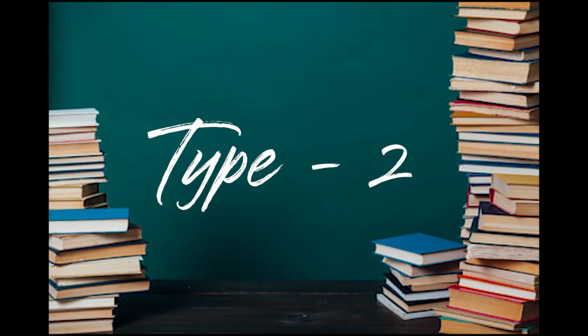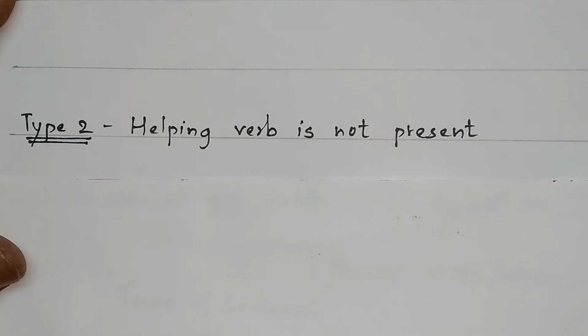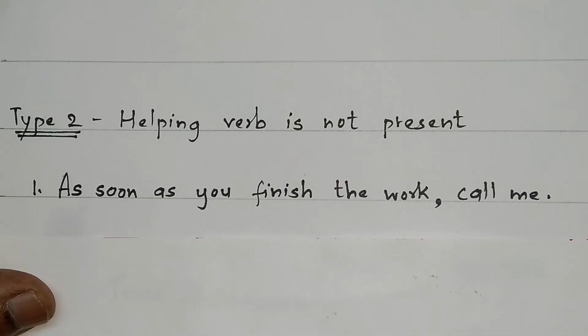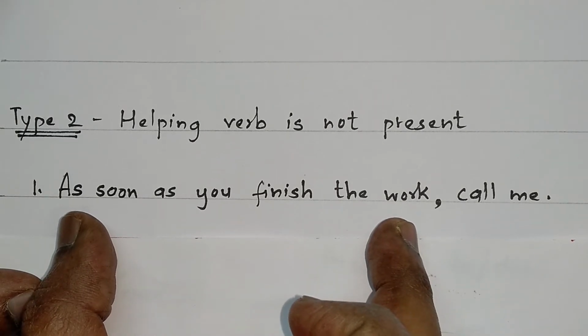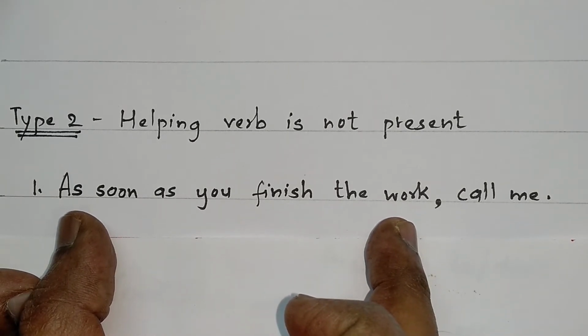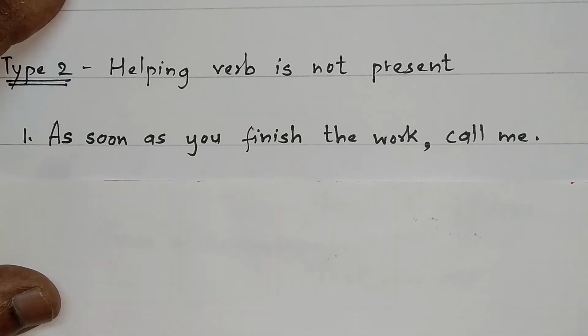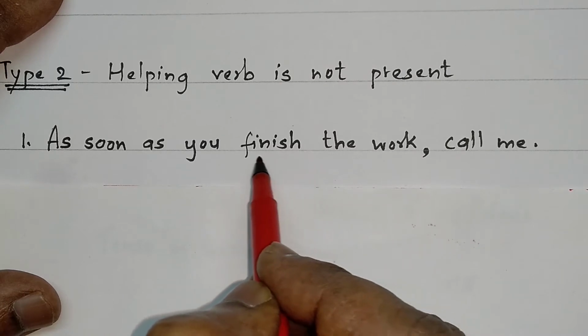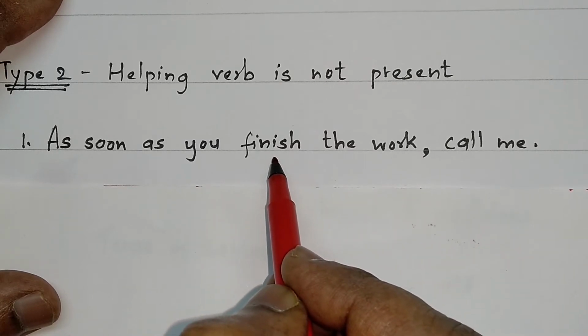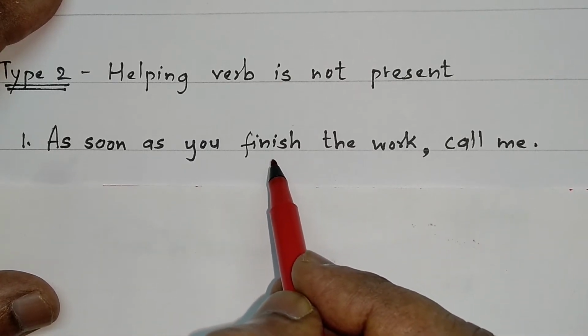Let's proceed now to the second type. In the second type, the helping verb is not present. As soon as you finish the work, call me. Look at the as soon as part of the sentence. The helping verb is not present. Have a look at the tense of the sentence. The verb in this sentence is "finish". That means the sentence is in present tense.